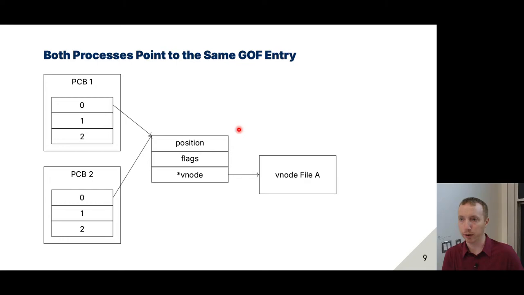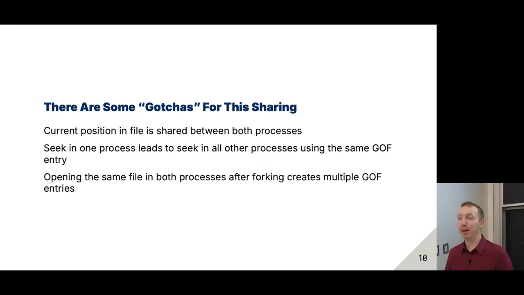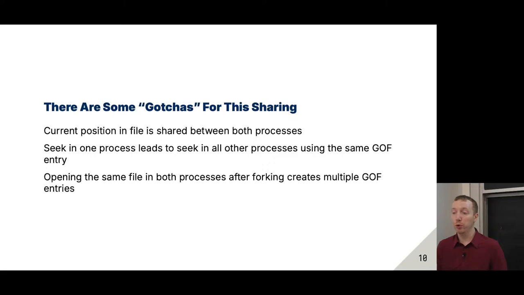So yeah, some fun gotchas. That current position is shared between both processes. So if you did an lseek in one process, that affects every other process that forked, because you're pointing to the same global open file table entry. Otherwise, if you open the same file in both processes after you fork, that would create 2 independent global open file table entries. Whenever you do an open system call, that creates a new entry in the global open file table, and you can essentially only share them through forking.